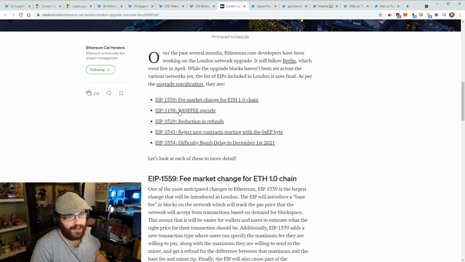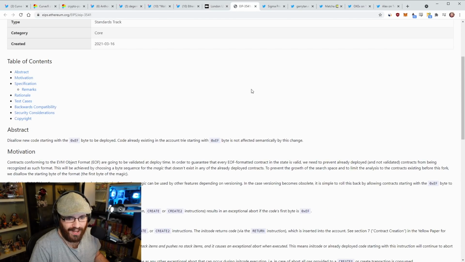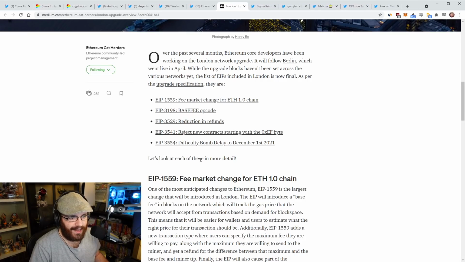EIP 3198 adds the base fee opcode, which is required for 1559 to work. 3529 basically reduces refunds. You might have seen the gas refunds that people were using to create a gas futures market on Ethereum. Now, that is basically going away. This is a more technical one, rejecting new contracts starting with the 0xEF byte. I don't know technically what that means or how that's helpful, but I think that is just a technical upgrade here. And then the last one, the difficulty bomb delay to December 1st, 2021.